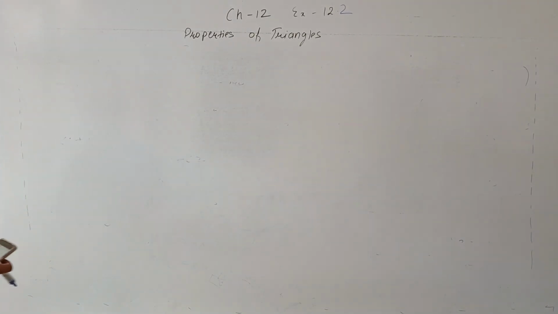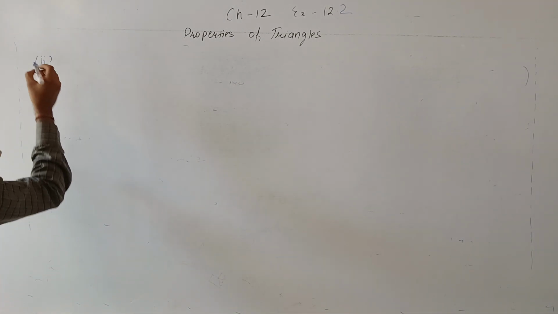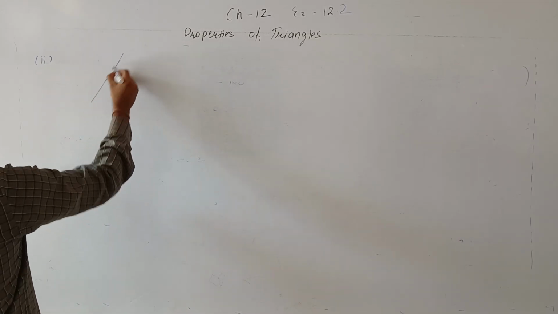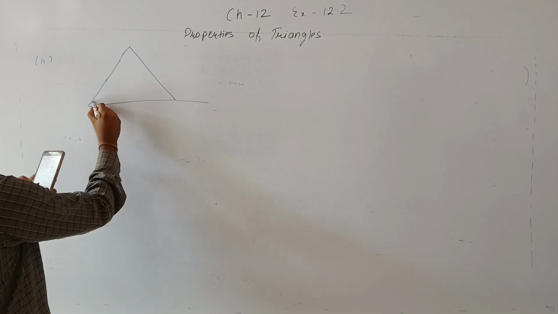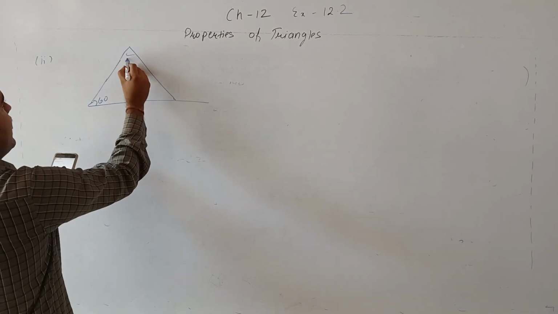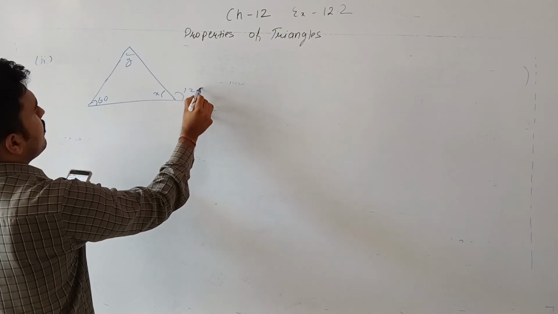Second part of the first question. In the second part, again a triangle is given. This angle is 60. This angle is angle y. This is angle x, and this is 125.